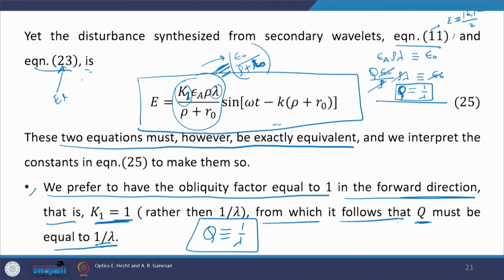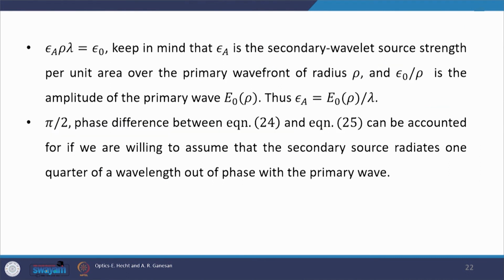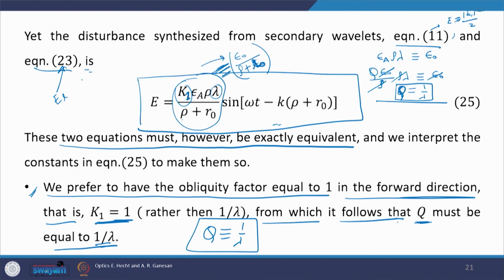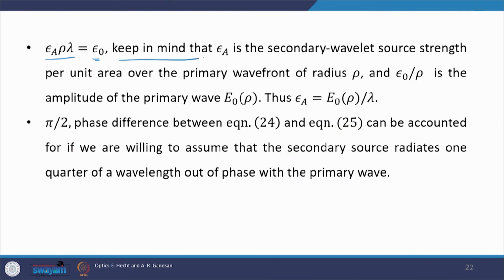Okay, this is the first point which came out of this comparison. What is the second point? Now, epsilon A rho lambda, this must be equal to epsilon naught. Keep in mind that epsilon A is the secondary wavelet source strength per unit area over the primary wavefront of radius rho. Okay, epsilon A is secondary wavelet source strength per unit area over the primary wavefront of radius rho.